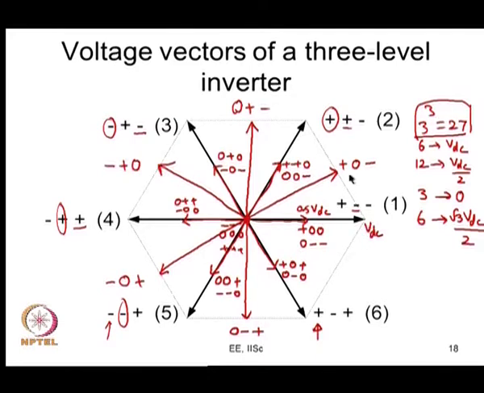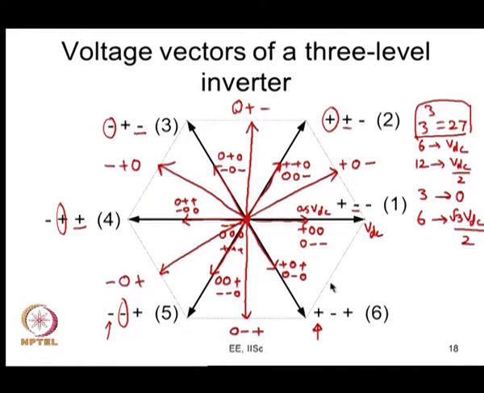There are 6 other states which produce 6 vectors of length 0.866 VDC. If you look at their line to line voltages, they will be plus VDC, minus VDC by 2, minus VDC by 2, or minus VDC, plus VDC by 2 and plus VDC by 2. So, those are these inverter states now.